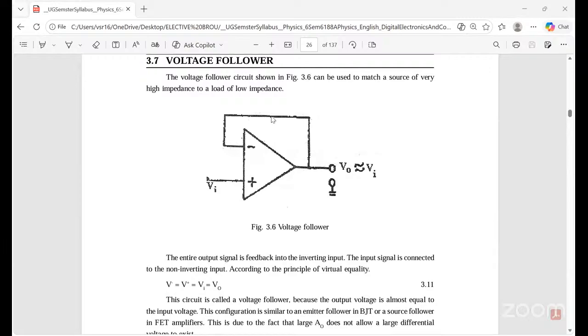The inverting terminal is fed back to the output of the operational amp, whereas the non-inverting terminal has the source, the input voltage we are going to be giving, and we are taking the output voltage lines. That means here the output voltage is approximately equal to the input voltage. So you can easily observe what is going on here.